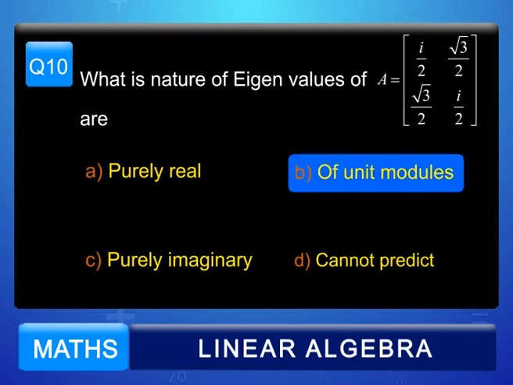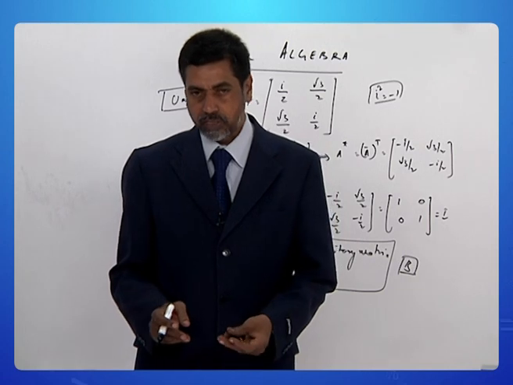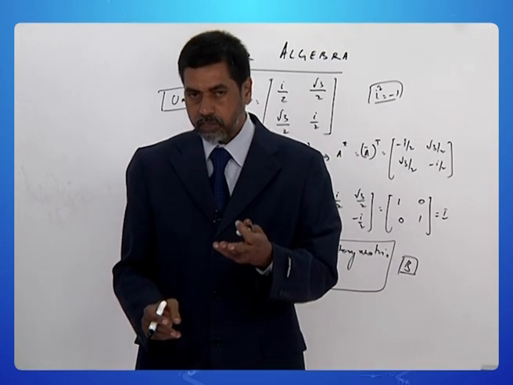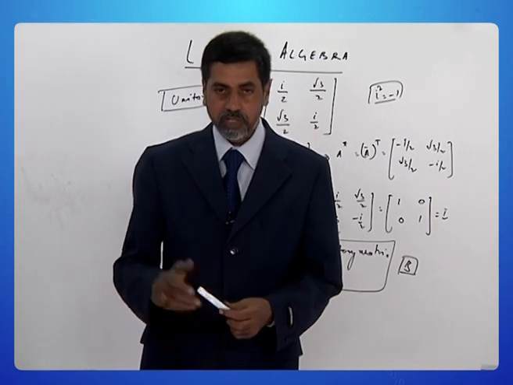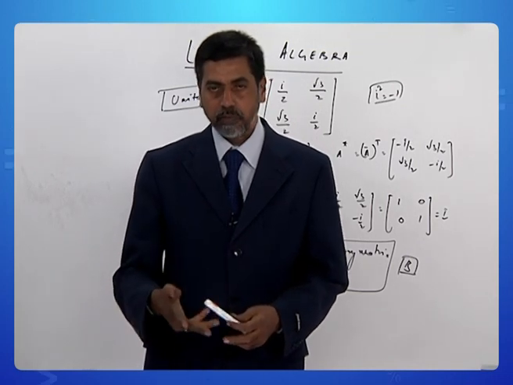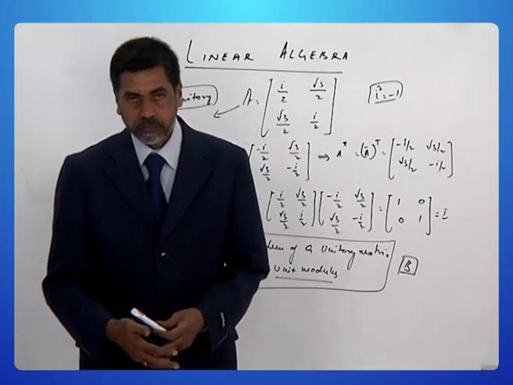So one has to go through all the properties of eigenvalues in order to avoid very long calculations. You can also see there's an option D which says cannot predict. That is wrong, because you can always predict the nature if you know what type of matrix is being given to you. So let's go to the next question.